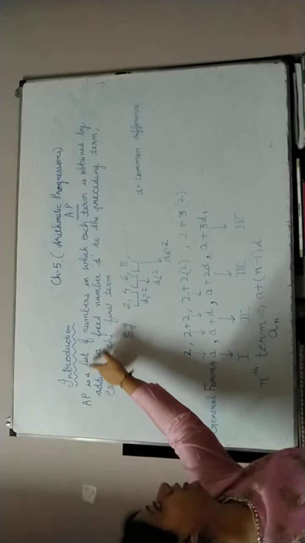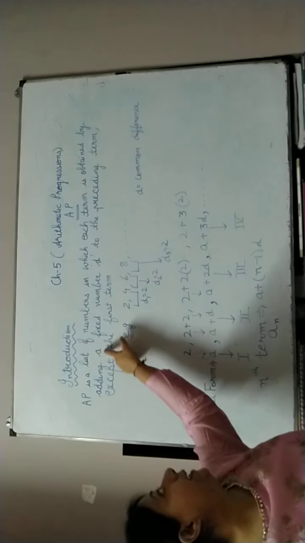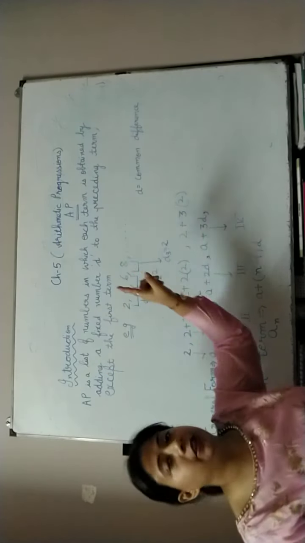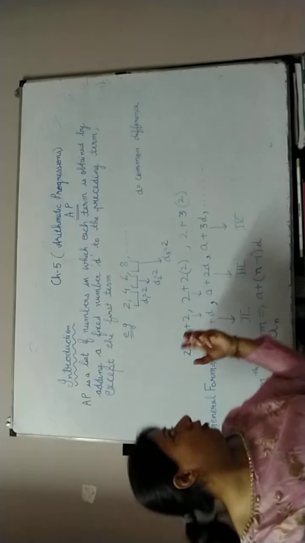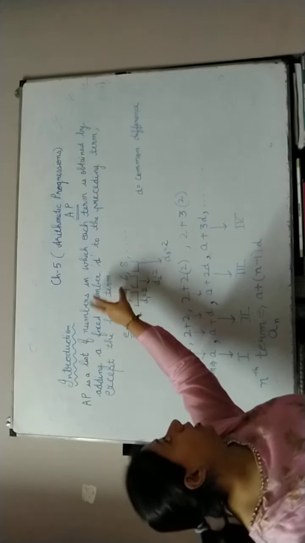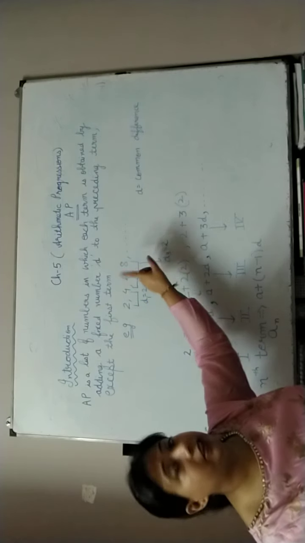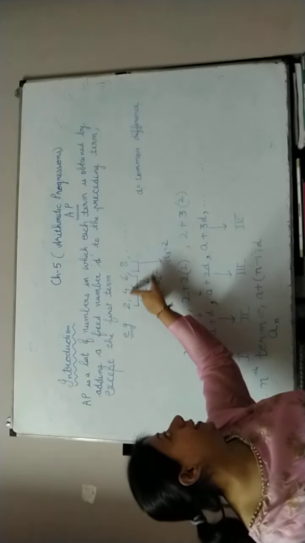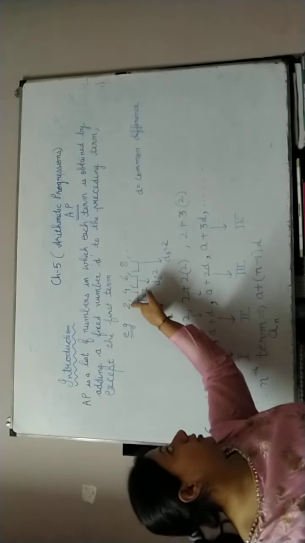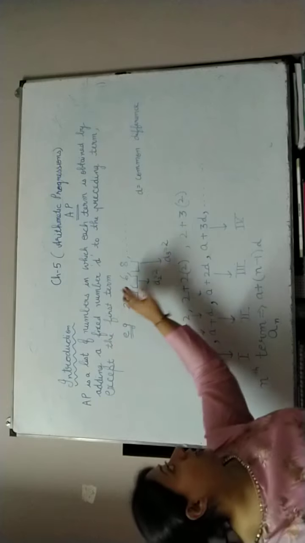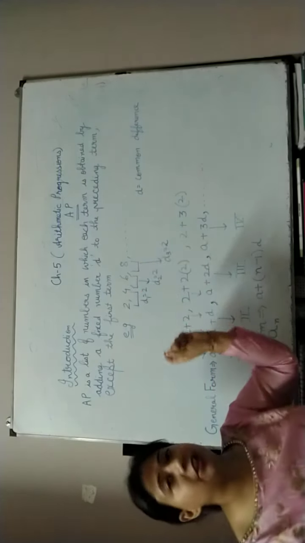Arithmetic progression is a list of numbers in which each term is obtained by adding a fixed number to the preceding term. It is a sequence of numbers obtained by adding a fixed number. In the series, the next number is obtained by adding some fixed number to the previous number. So except the first term, all terms we get after adding some fixed number to the previous number.